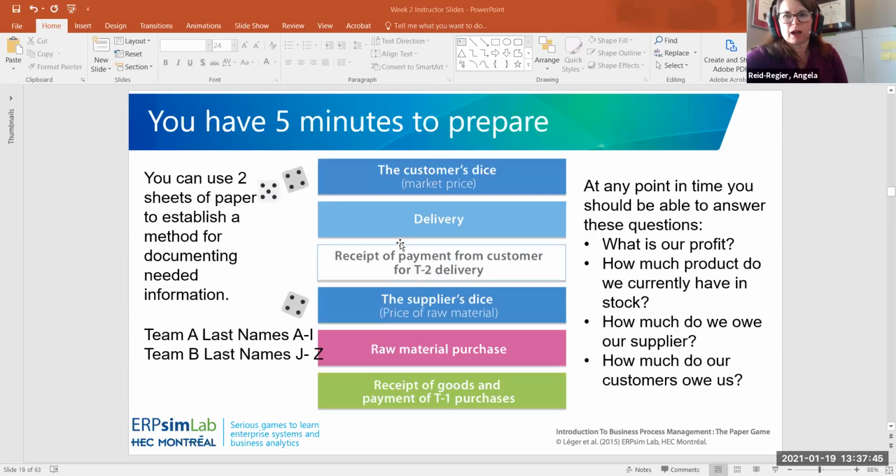I'm going to give you a couple of minutes. I would advise you to pause the video now, and use 2 sheets of 11.5 by 8 paper to establish a method for documenting the information needed. What do you need to write down, and how are you going to keep track of things so that you can show what your profit is, how much product you currently have in stock, how much you owe your supplier, and how much our customers owe us? Pause this and figure out how you're going to keep records to be able to answer this.